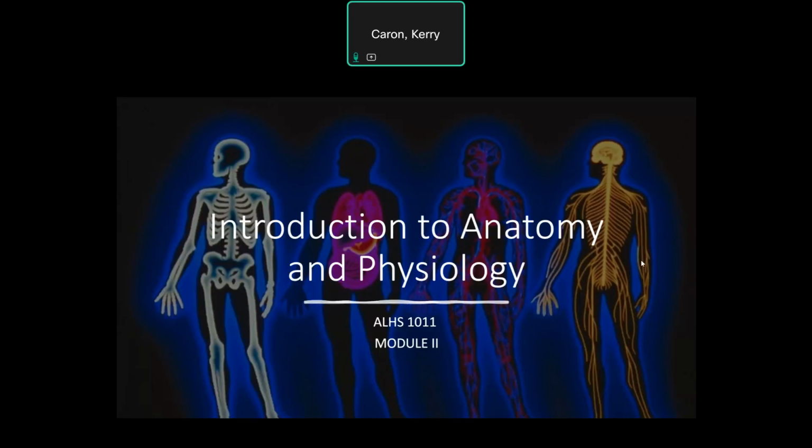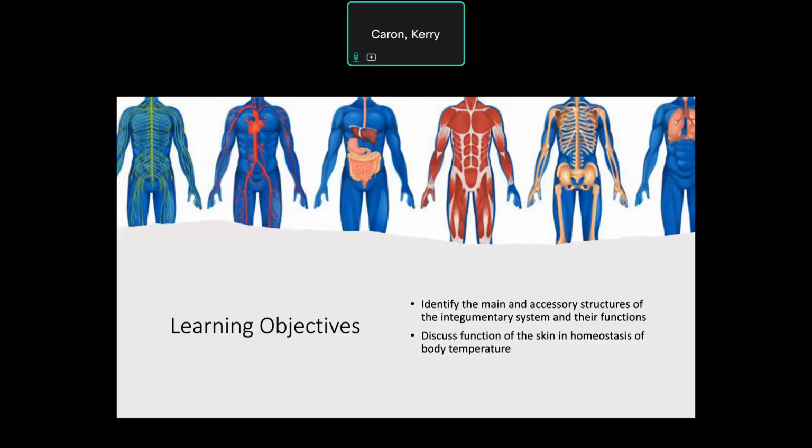This is Structure and Function ALHS 1011. It's now Module 2, and we are in Chapter 3 with the integumentary system. Here are your learning objectives.